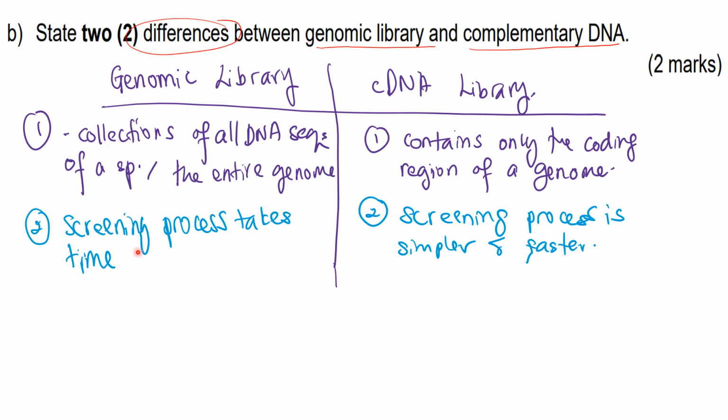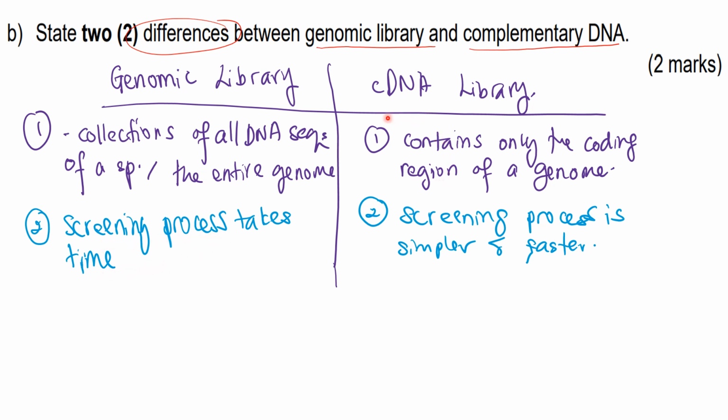And for the genomic library, the second difference is that because the genomic library contains all the DNA sequence, it will take you a long time to screen or to find the information for certain genes. Because the genomic library contains all the DNA sequence for that species, the screening process takes a long time.